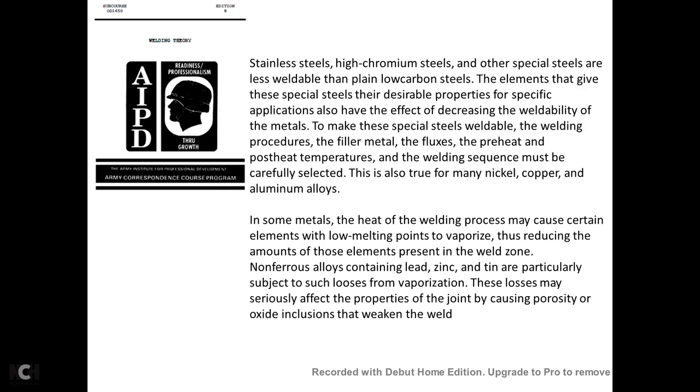This is also true of many nickel, copper, and aluminum alloys and some other metals. The heat of the welding process may cause certain elements with low melting points to vaporize, reducing the amounts of those elements present in the weld zone. Non-ferrous alloys containing lead, zinc, and tin are particularly subject to such losses from vaporization. These losses may seriously affect the properties of the joint by causing porosity and oxide inclusions, weakening the weld.